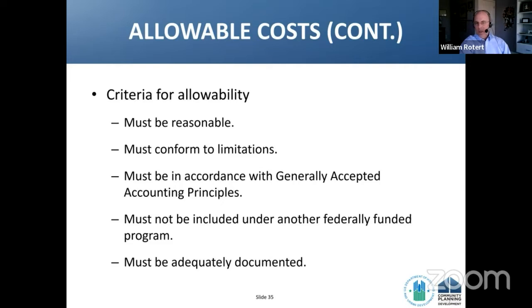The next thing that kind of makes sense is those costs must not be included under another federally funded program. In other words, you can't pay twice for the same thing. And they must be adequately documented. As I mentioned earlier, I think probably my experience has been more often than not, grantees are in compliance with federal requirements, but maybe they didn't document it as well as they should have. Those of you who have worked with CDBG know the record keeping requirements say you have to have adequate documentation to demonstrate compliance with all of the federal requirements related to that program. So document, document, document. Next slide.